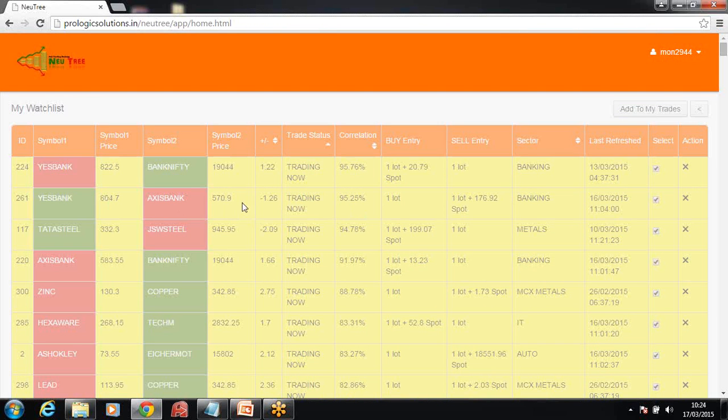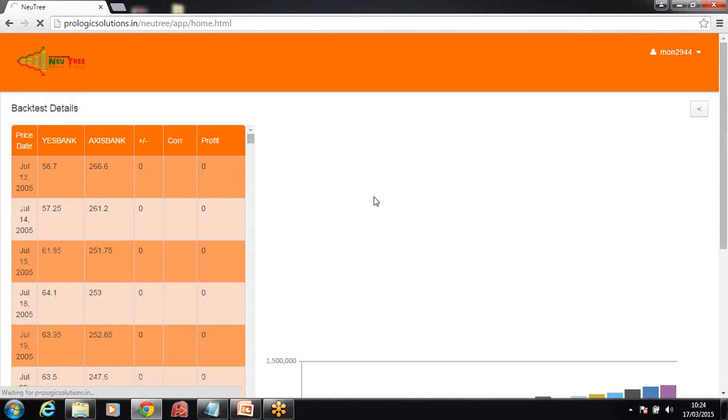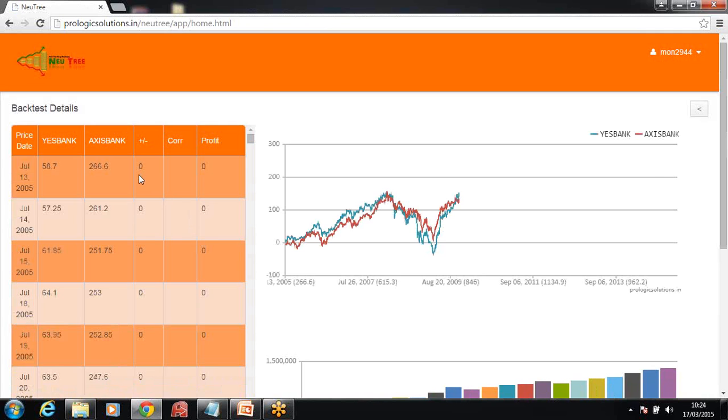So I click on Yes Bank and Axis Bank. That is a highly correlated pair with around 95%, and correlation keeps changing. It's not constant, it keeps changing every day depending on the price of the two scripts. Now we have Yes Bank. You can see the back tested data is from July 13th, 2005. That is roughly around 10 years of data that we have.